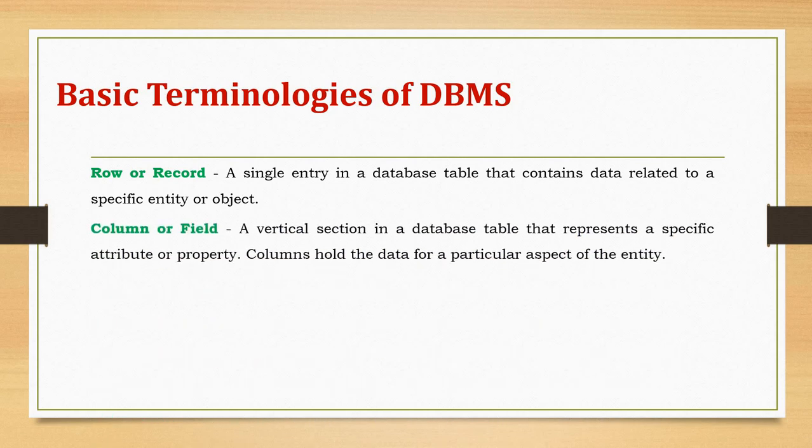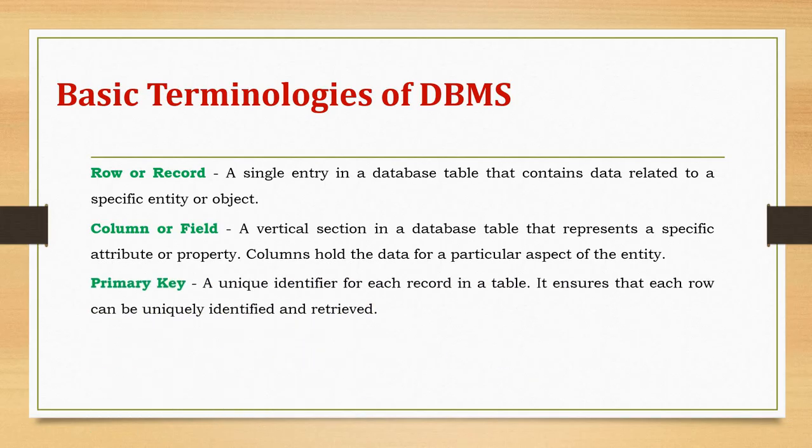Column or fields. The properties or attributes of that particular student, such as name, age, register number, marks. These are all the properties or attributes of the student, and they are stored in a column manner. It is also called a field.